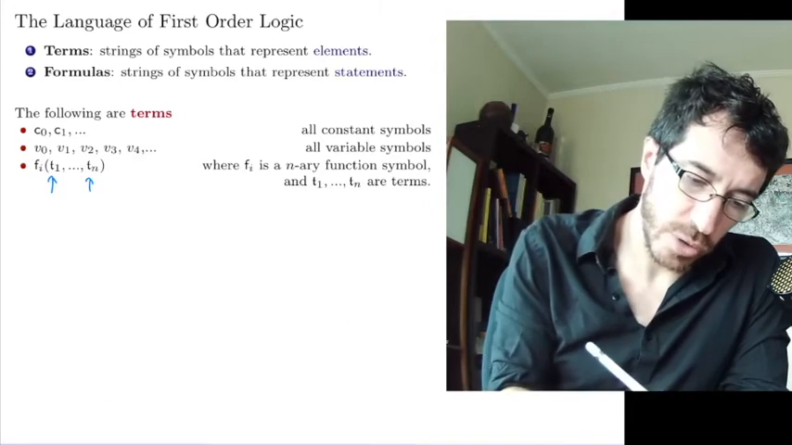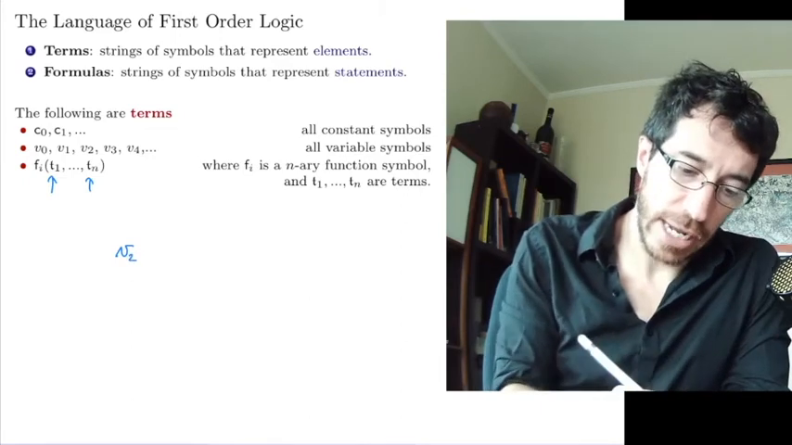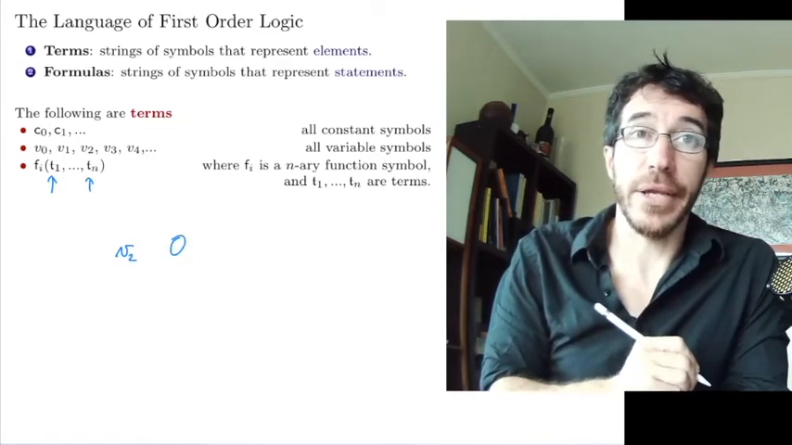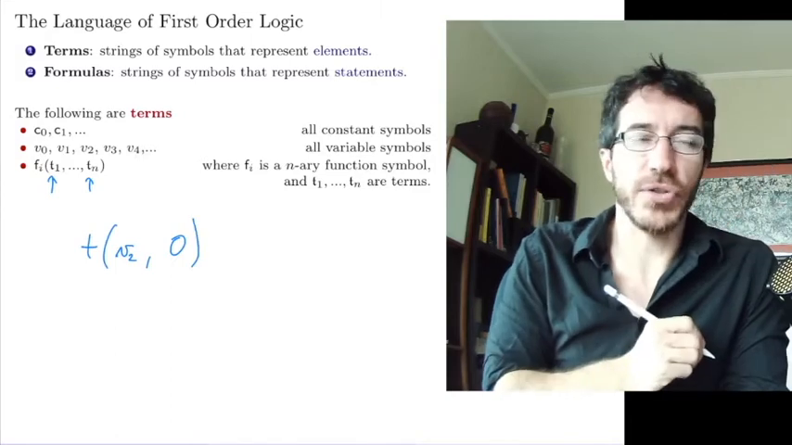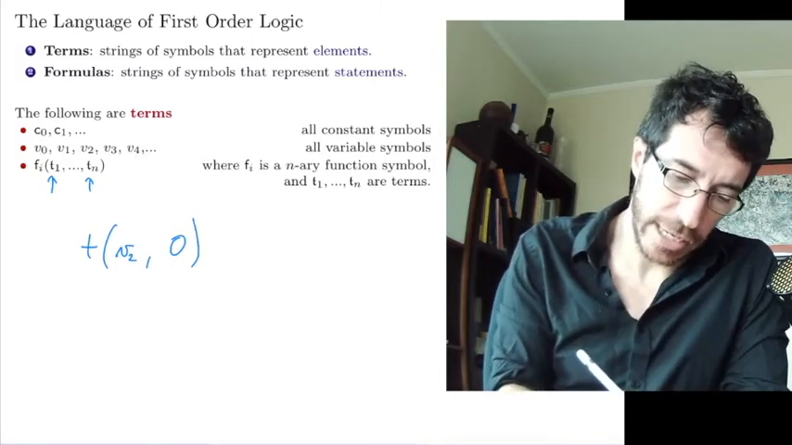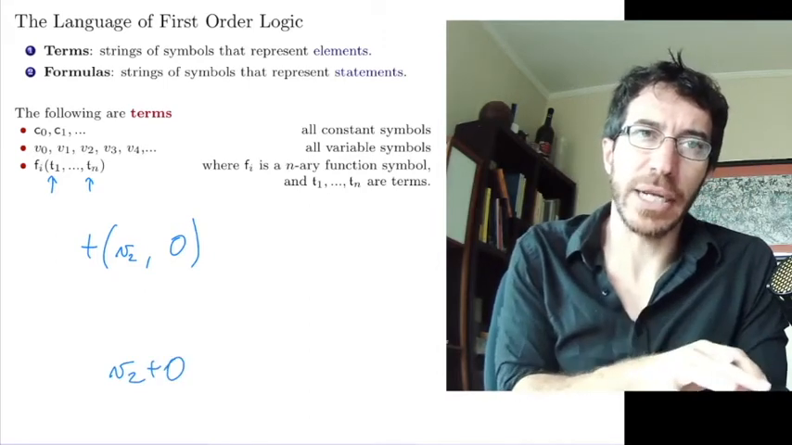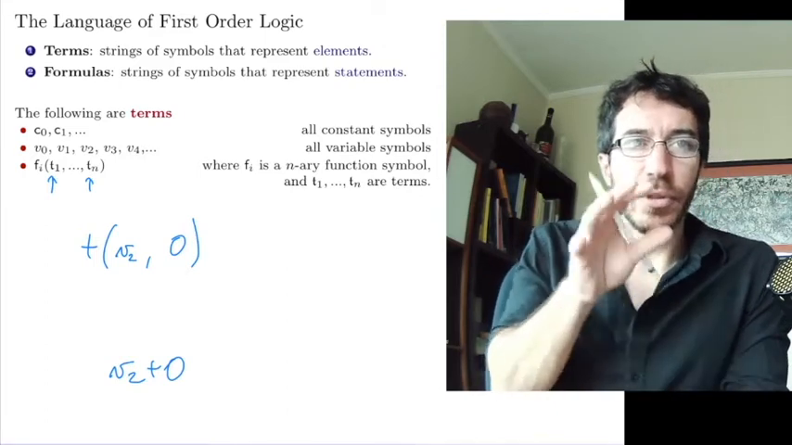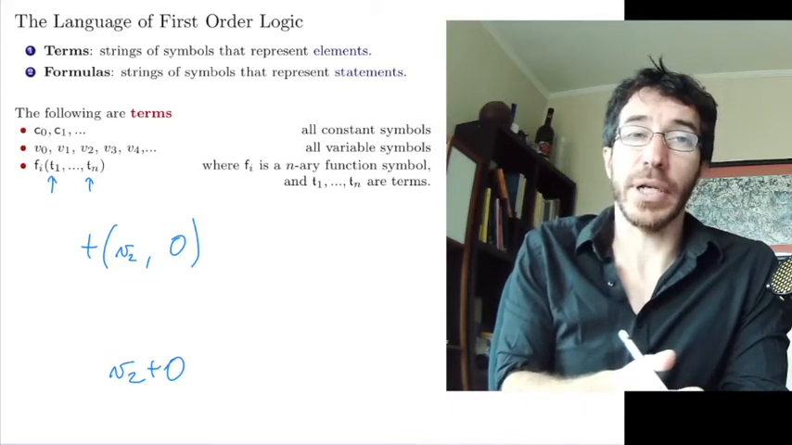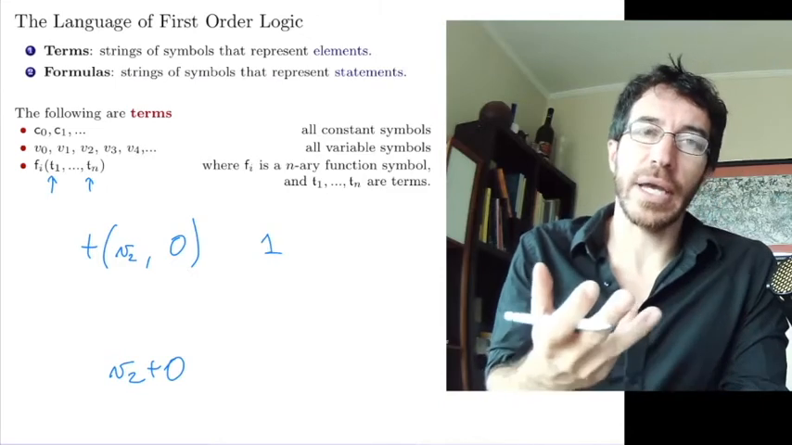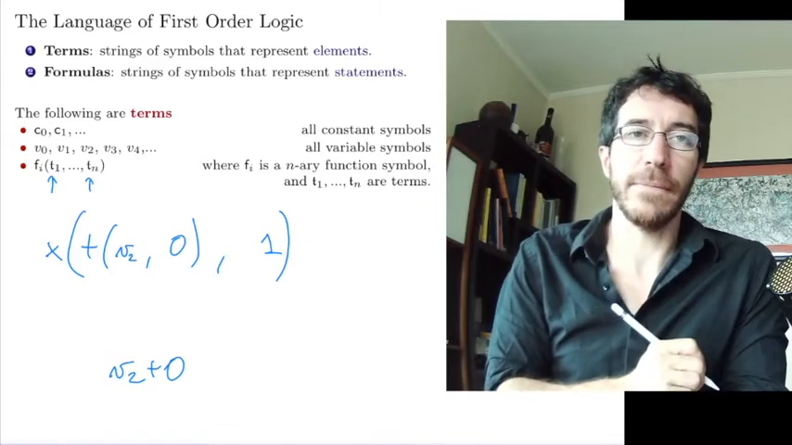For instance, suppose we have a variable symbol, which is a term, and a constant symbol, which is also a term. We can put essentially plus of these two, and we will have a term. That's what we usually write as v2 plus 0, but for now we're looking at it formally, so we write plus applied to these two elements, v2 and 0. Once we have that, that's a term already. If you have another term, we can apply an operation to these two terms, and then we can keep on building.